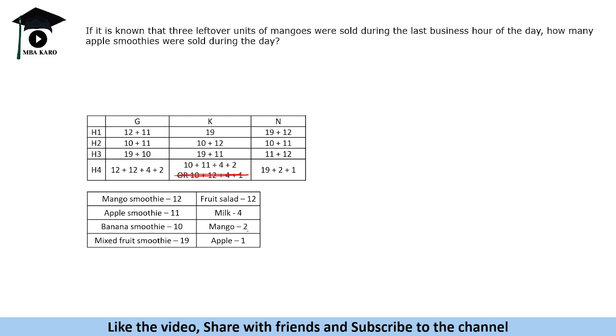Now we have to tell how many apple smoothies. Apple smoothie of 11. Let's just count: 1, 2, 3, 4, 5, and 6 apple smoothies. So that is the answer to this.